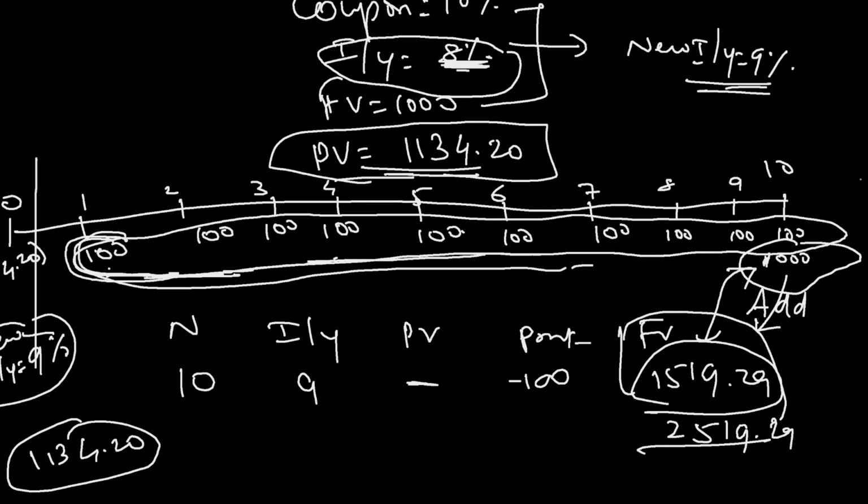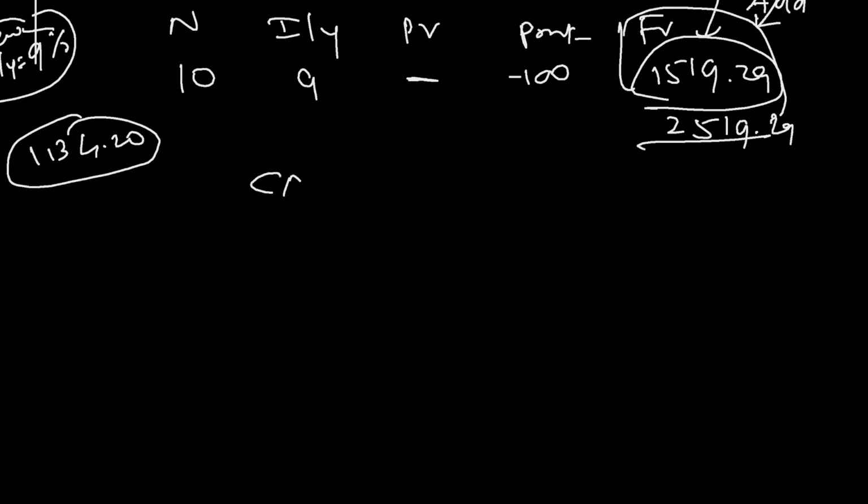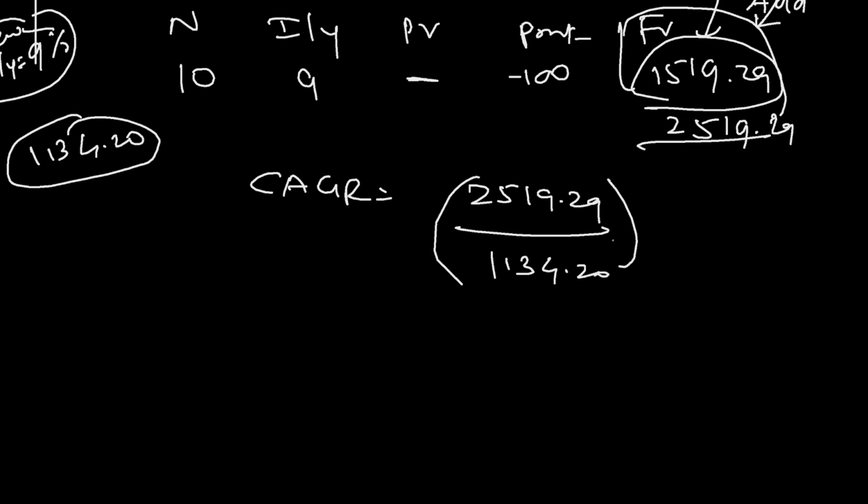Okay, so annualized rate of return, compounded annual growth return, is equal to 2519.29 divided by 1134.20. Now this is for 10 years. So 1 by 10 minus 1. So 1 by 10 is 0.1. Now 2519.29 divided by 1134.20, then y raised to x 0.1, then minus 1. So I'm getting 8.3 percentage.